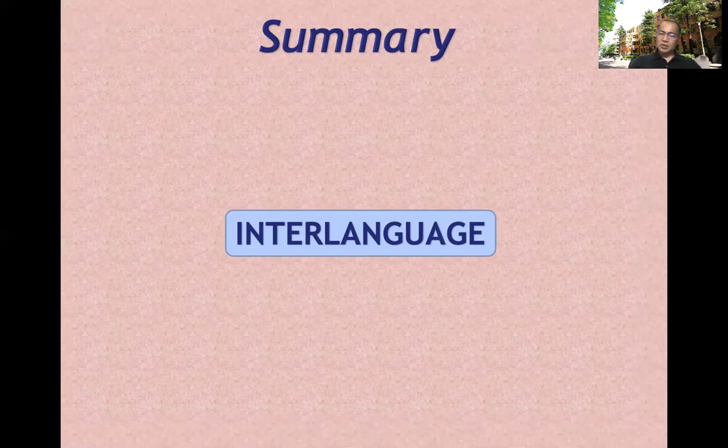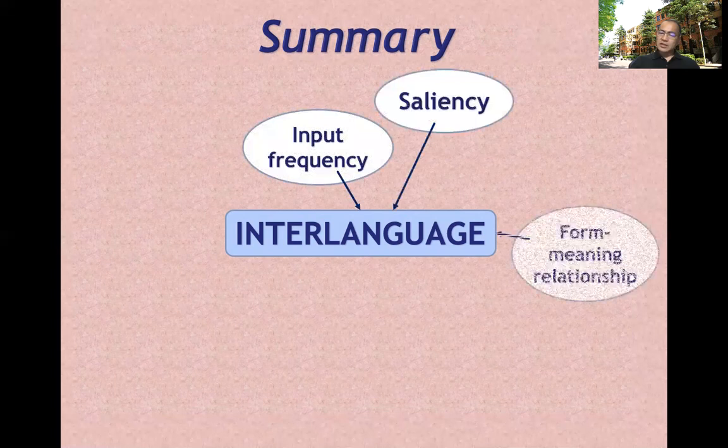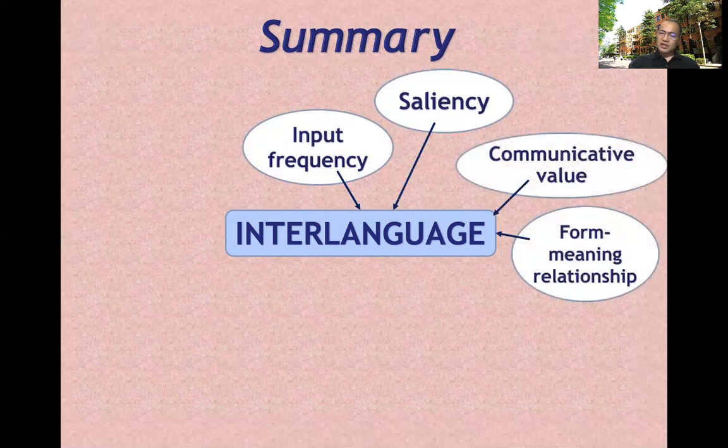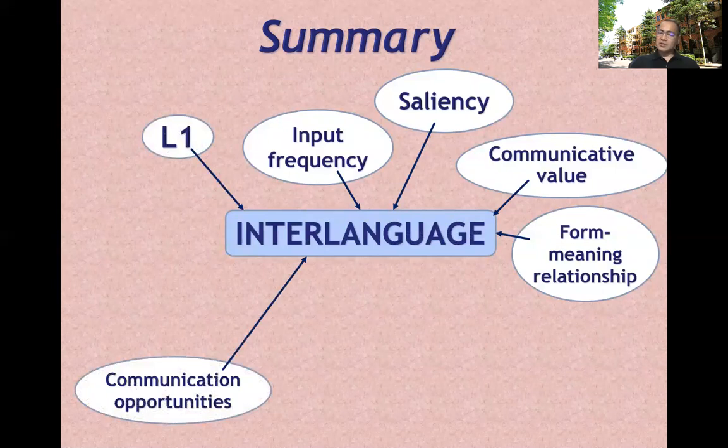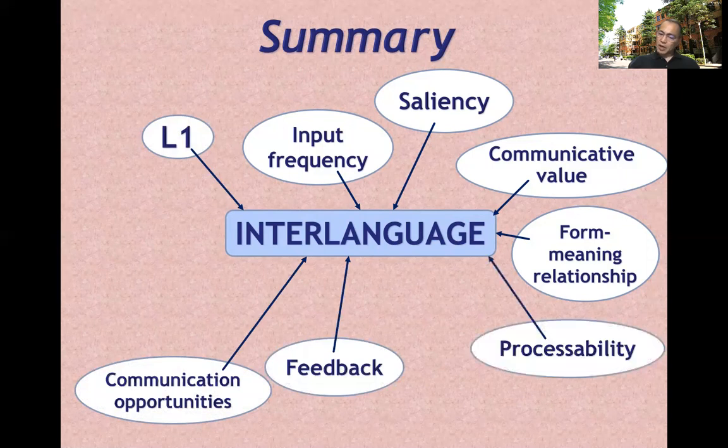So we can continue to talk more and more about it for the rest of the course. But as a tentative summary for now, we have learned that interlanguage is influenced by a number of factors here, okay? So we have talked about, for example, input frequency, saliency, form-meaning relationship, communicative value, right? Okay, but we talked about other things. L1, yes, we can't ignore that. Not in the behaviorist sense, but in another sense. L1 is still important. Of course, communication opportunities, input exposure, right? And whether they receive feedback or not, and what kind of feedback.